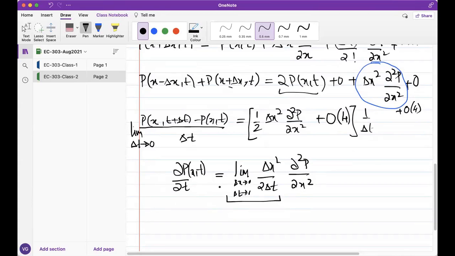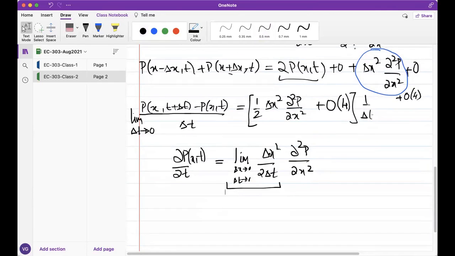So let us think about this. What is this, by the way? Delta x squared by 2 dt. Now that's a bit hard to understand. If both delta x and delta t are going to 0, what will happen to this? Delta x squared goes to 0, delta t also goes to 0. But what happens to the ratio? You get 0 by 0. Huh? L'Hopital's rule will come up here. What does it say?